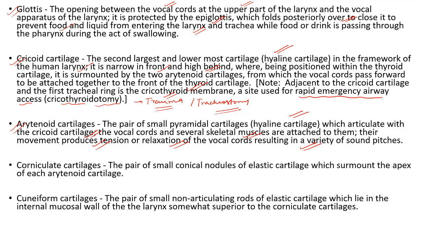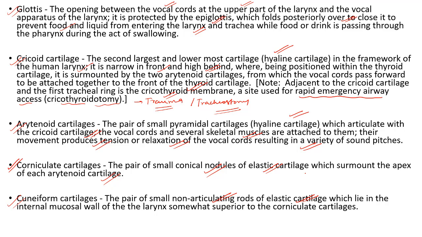Corniculate cartilage, a pair of small conical nodules of elastic cartilage which surmount the apex of each arytenoid cartilage. The corniculate and the epiglottis are elastic cartilages. Cuneiform cartilage, a pair of small non-articulating rods of elastic cartilage which lie in the internal mucosal wall of the larynx, somewhat superior to the corniculate cartilages.